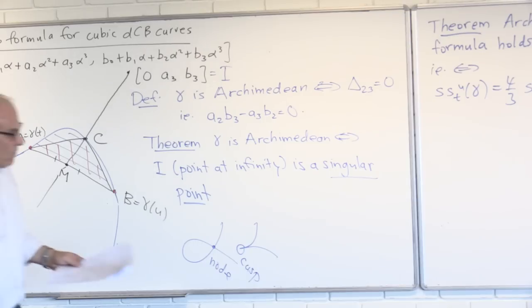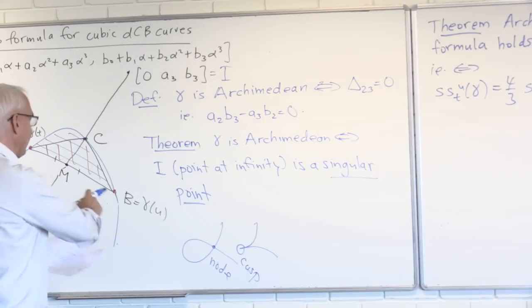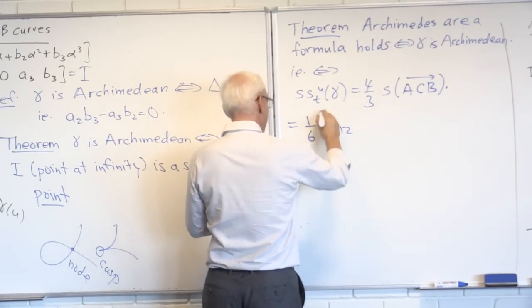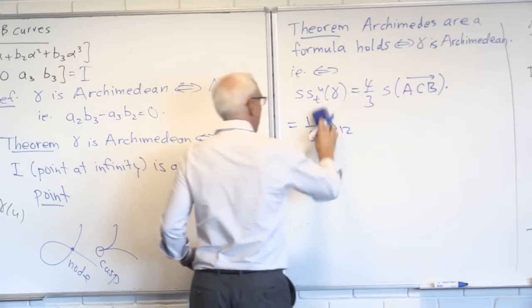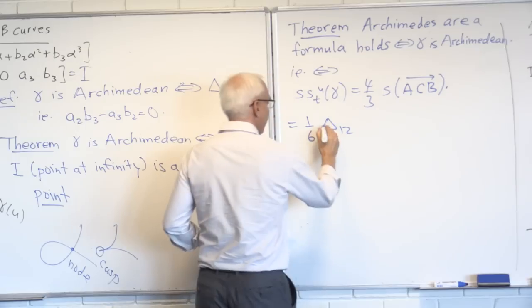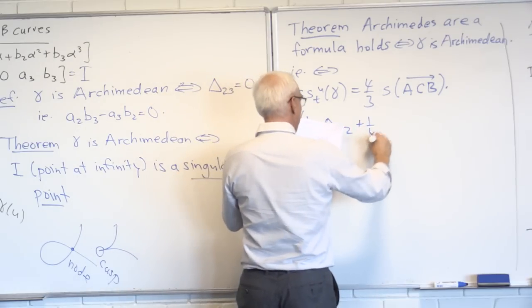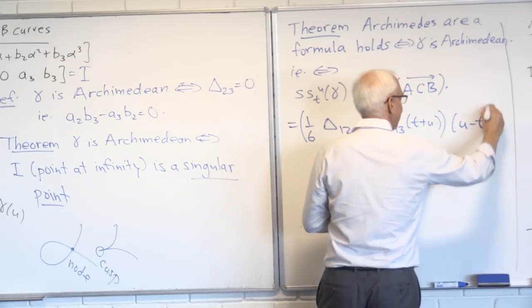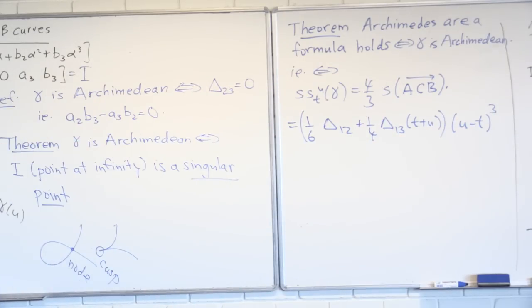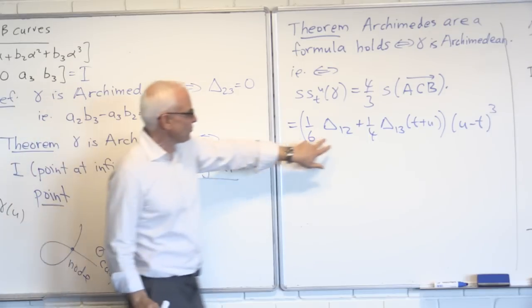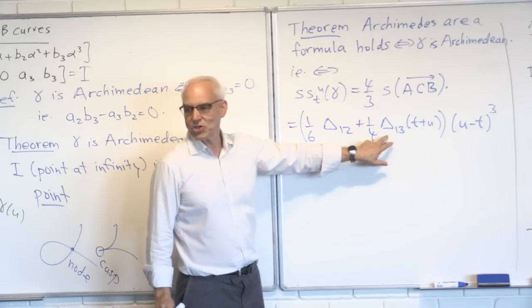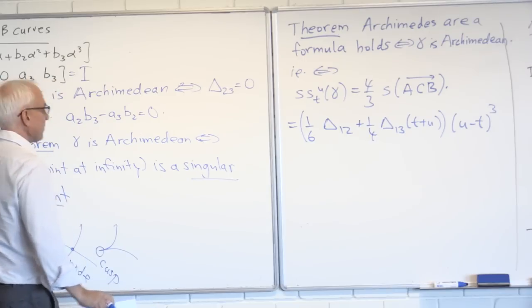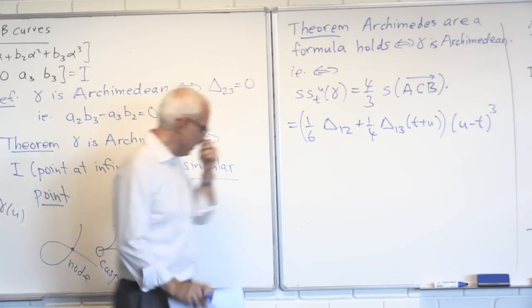And I'm actually going to give you a formula for what this signed area is. So it's 1/6 of delta 1/2 plus 1/4 of delta 1/3 times t plus u times u minus t cubed. So that's like the formula I wrote down in the quadratic case. In the quadratic case, we just had this 1/6 of delta 1/2. And now in this cubic case, we see this additional term, 1/4, with this other determinant condition coming from the 1 and the 3 coefficients, with also a factor of t plus u here.